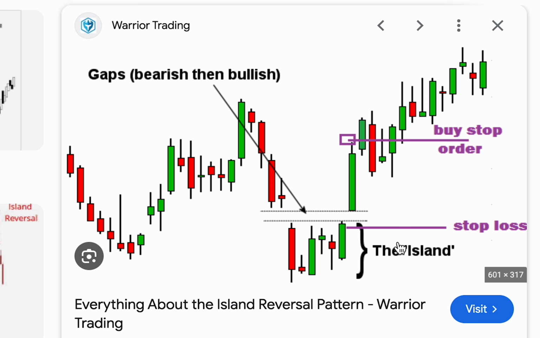Now notice where you set the stop loss. The stop loss is set when the gap is filled, because usually if they fill the gap, it's not an island reversal no more. And that's a sign of bearishness. Because if this island reversal pattern is bullish and it gets invalidated, that means it's going to be bearish.